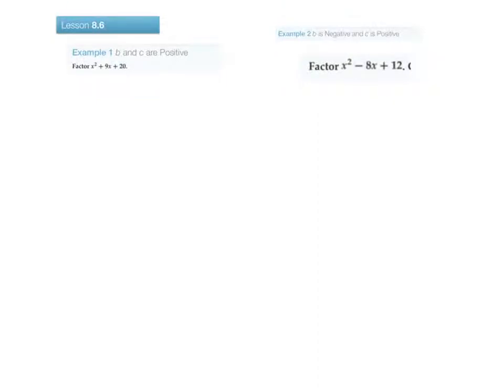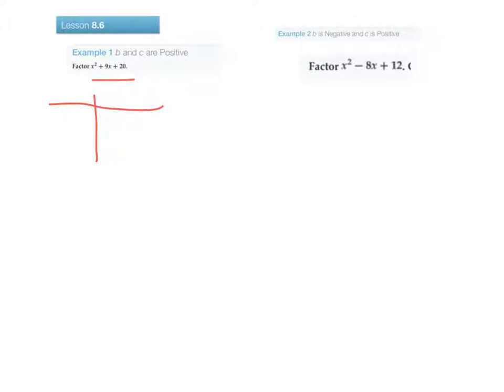To factor trinomials, that's what this is, a trinomial, we look for greatest common factor first. There's no greatest common factor because there's a 1 in front of the x and there's no x with the 20. So we have to use another method, and this method is what I call the riddle method.